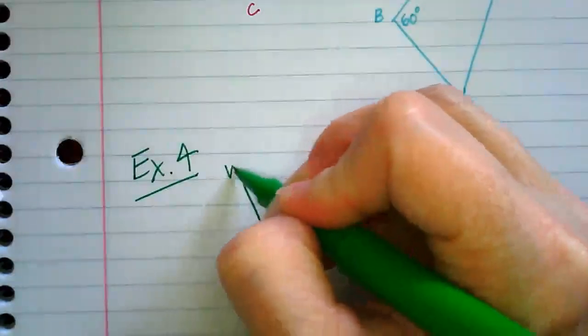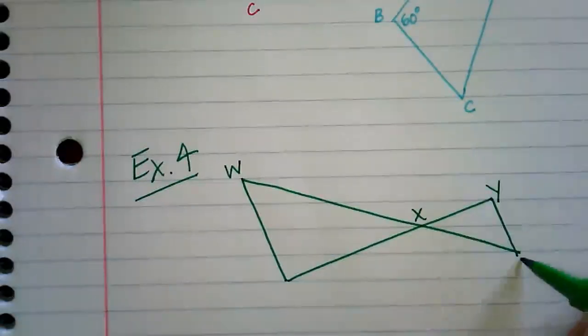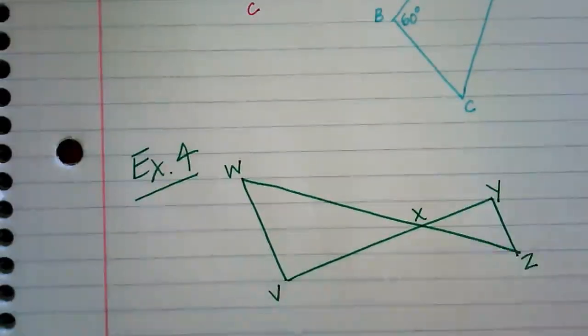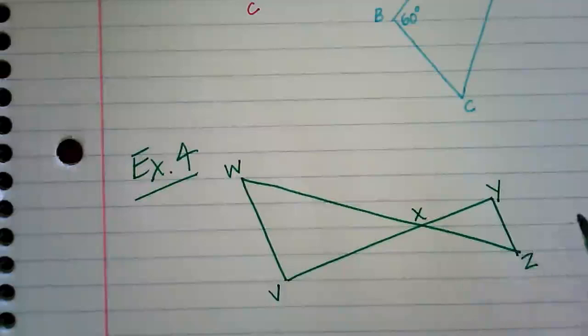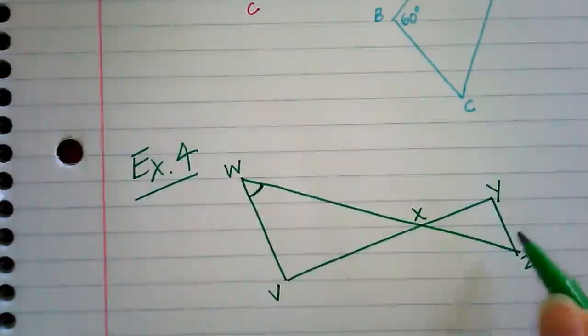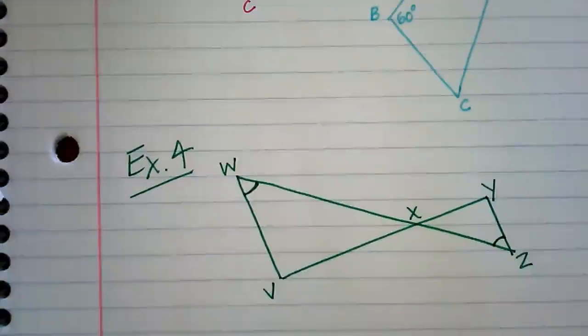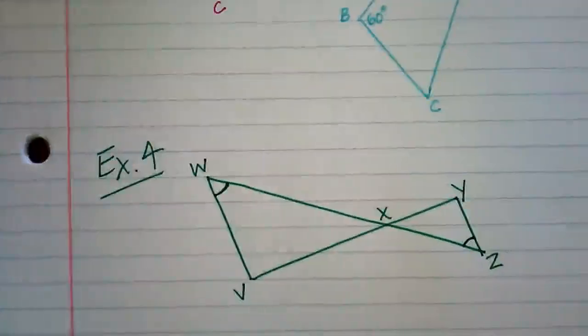Okay, I'm going to call this W, X, Y, Z. I guess I need to go backwards and do V. Let's say that I know that this angle right here matches up with that angle right there. And let's say that that's the only thing that I'm telling you.